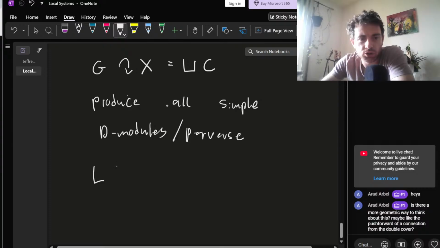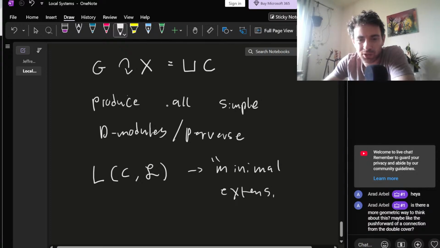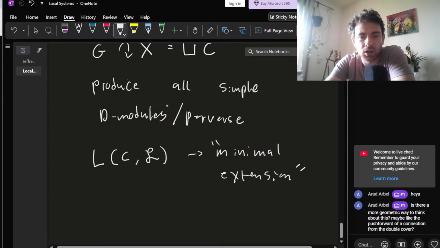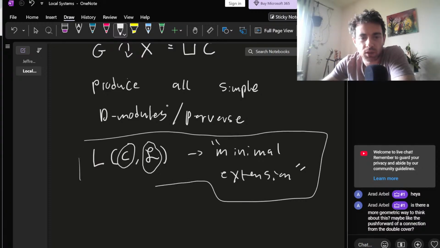So it turns out all your simple D modules are going to be of the form, so by L, I mean the minimal extension, which is a complicated thing that we'll talk about. In spirit, it's just some sort of push forward. So it's the minimal extension of what? Well, basically, you look at all of your orbits, and you look at all of the equivariant local systems on those orbits, and then you perform this weird sort of push forward thing.